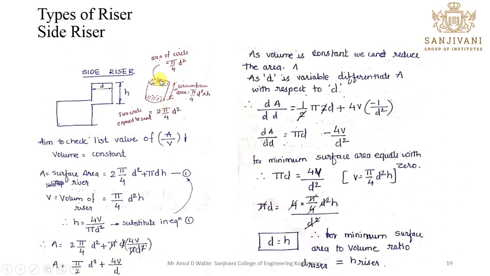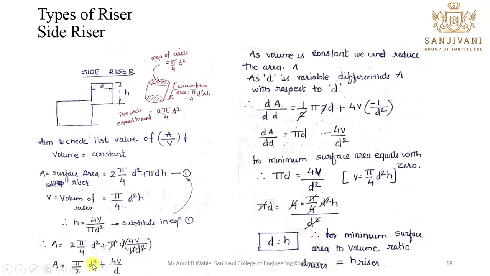So here we can change the surface area of your cylinder, but as the volume is constant, we have to differentiate this area with respect to d, because we are interested in finding the dimension of your riser, that is d, and what should be d and h to get the minimum ratio of surface area to the volume. So as volume is constant, you differentiate this area with respect to d.